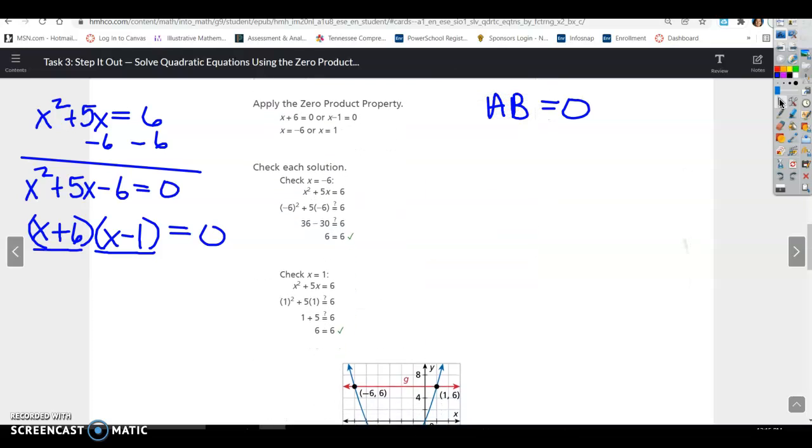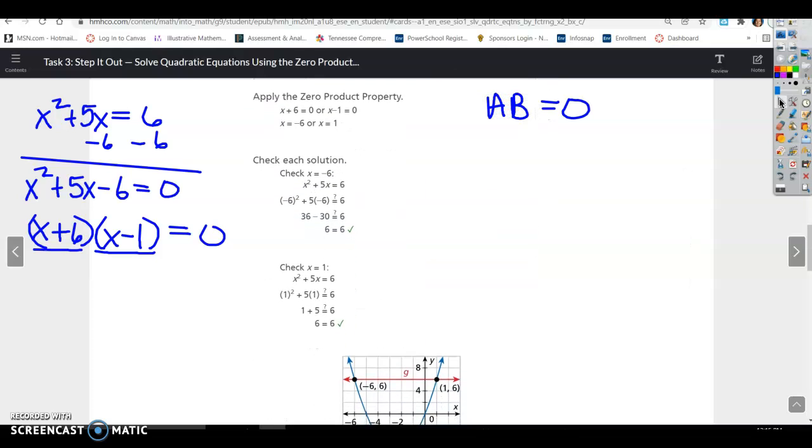All right, so it says apply the zero product property. So to do that, I'm going to take each factor and set it equal to 0, just like in the example here. So I'm going to have this equals 0 or this equals 0. And since this is a variable we don't know, we always set both factors equal to 0 and solve.